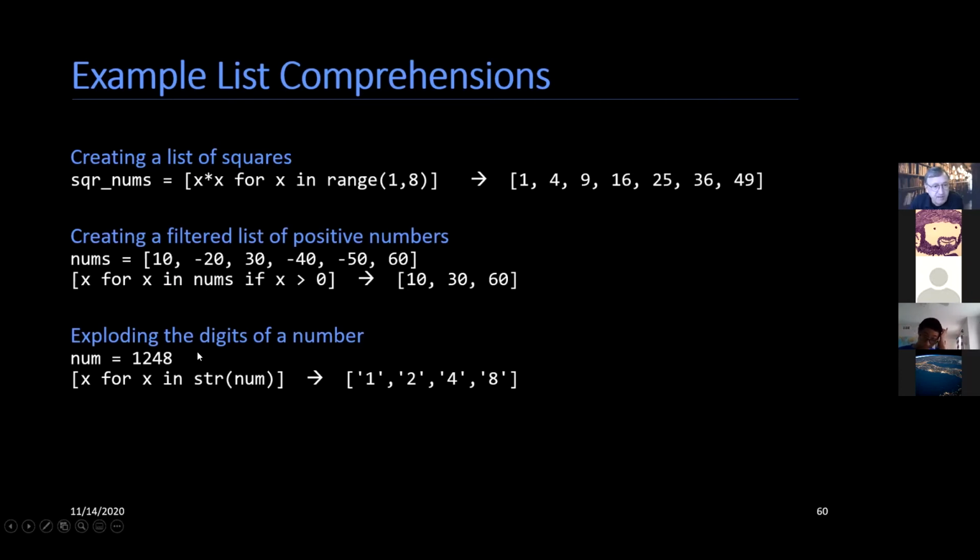This is a way to create a list out of a number. 1248 is an integer number. I've converted it to a string with this string cast operator. Now that it's a string, I can iterate over strings. And for each character iterated over in the string, I'm putting it in the list. So I ended up with a list of characters for that string pretty easily. So that's pretty powerful.